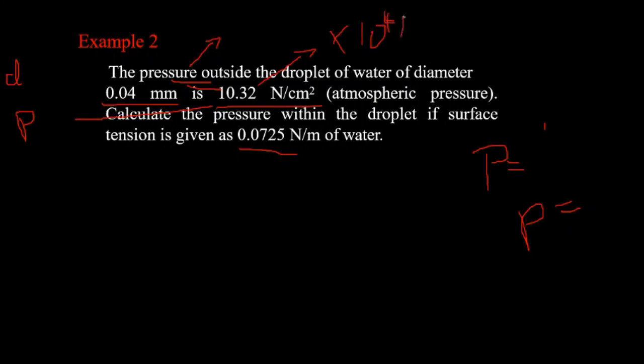10 power 4, what happens? Newton per meter square comes. Okay, now surface tension is also given: 0.0725 Newton per meter.